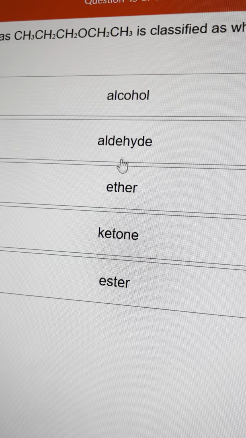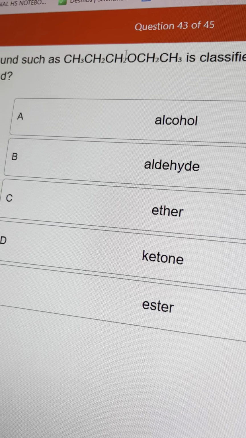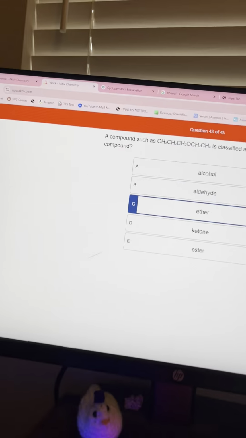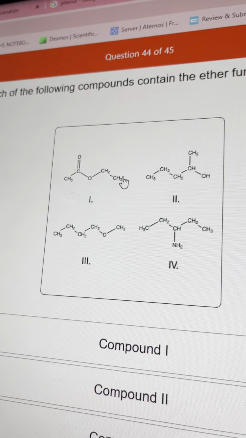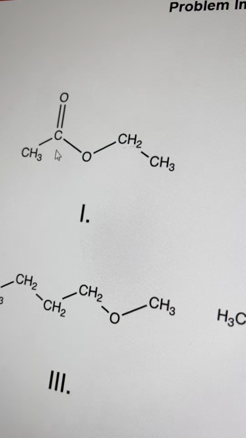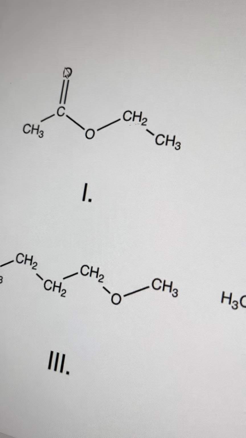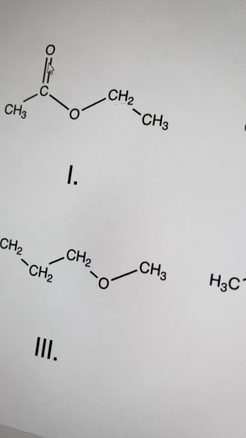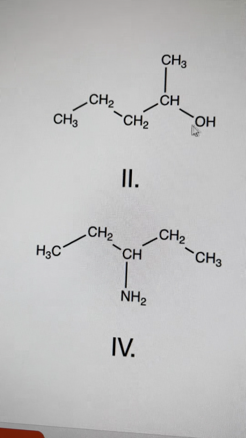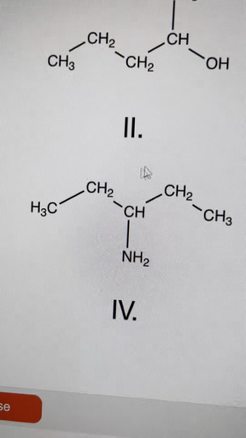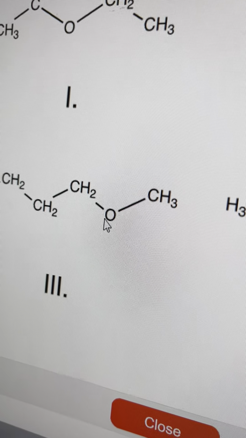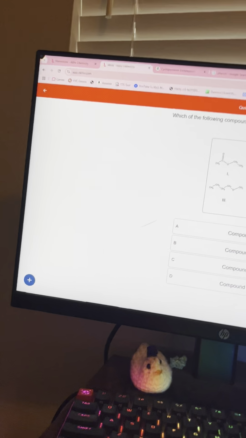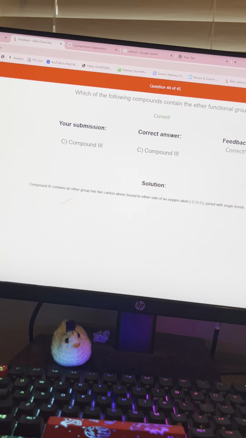Now, remember, an ether has an oxygen surrounded by carbons. So we know that this is an ether. Now we're looking for an ether. Number 1, this is an ether because there's an O here and O here. That can't be it. This is an alcohol. This is not an ether. Here, also not an ether. This is an ether because it is an oxygen surrounded by 2 carbons. So we know that compound 3 is an ether.